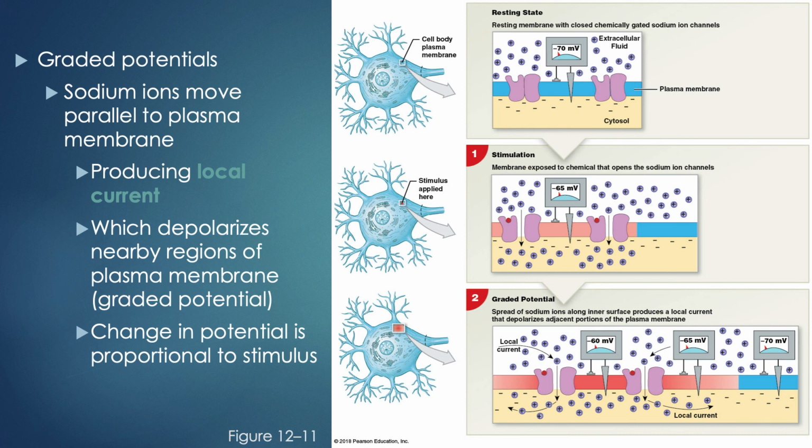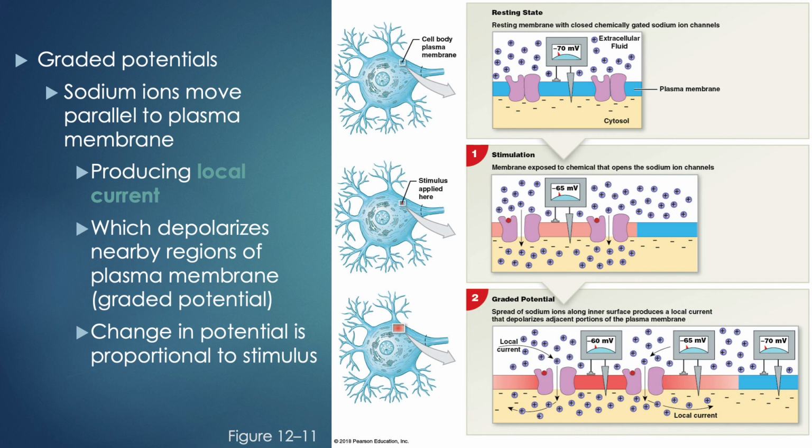Graded potentials might look tricky, but they're really not. So if you think about the sodium ions that are outside the plasma membrane, they're flowing along, moving parallel to it, and this produces a local current. So they're flowing along, and all of these sodium ions approaching the plasma membrane are going to depolarize nearby regions of the plasma membrane, creating a graded potential.